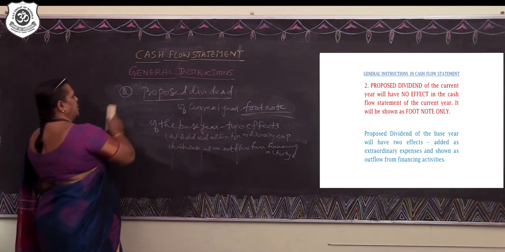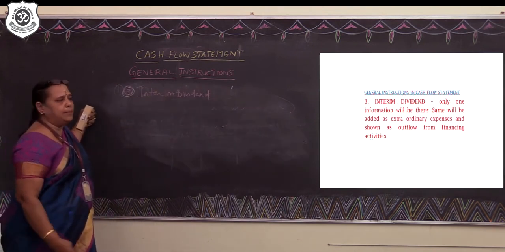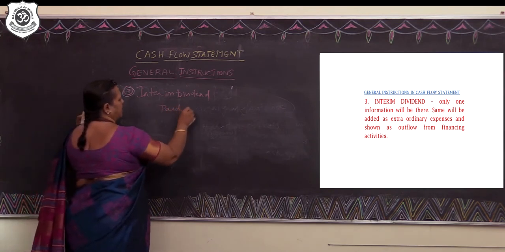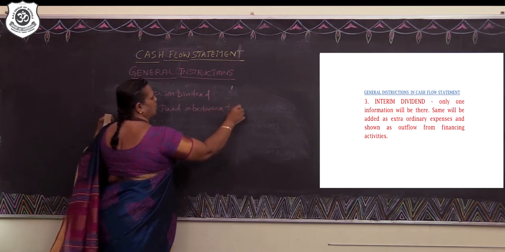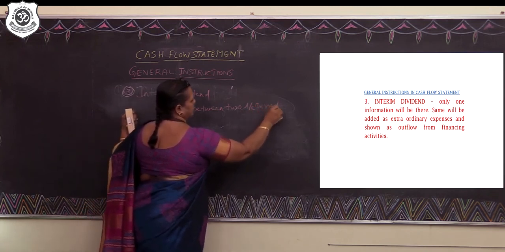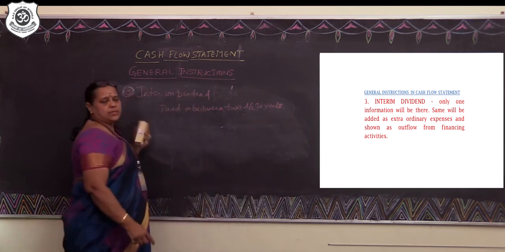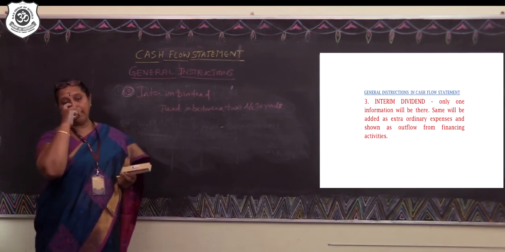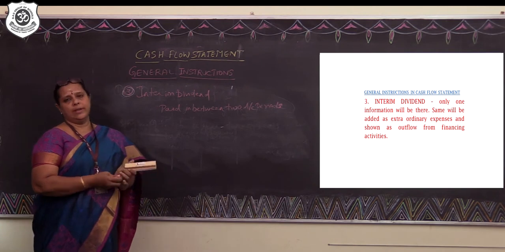Now, treatment number 3, treatment of interim dividend. What do you mean by interim dividend? The dividend paid in between two accounting periods. This is a dividend paid in between two accounting periods, which is called as interim dividend. An interim dividend is not paid regularly by the company. That is why it is also called as an extraordinary expense.